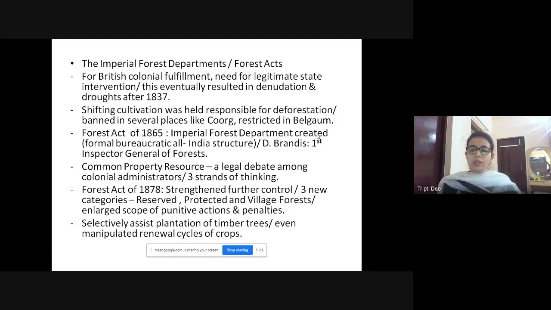By the 20th century, it was not only timber, but there were other varieties of forest produce like resin, turpentine for essential oils, tanning material. The demand for all of these also increased by the 20th century, and this really led to aggressive exploitation of forest produce other than just timber and the variety of timber.